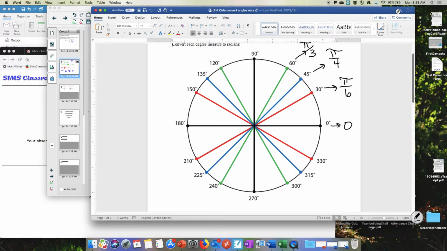Okay, so for 120, I got 2 pi over 3. Okay, share with each other, and we'll go ahead and mark this up here. Oh, it's just one more. We already have half the circle.